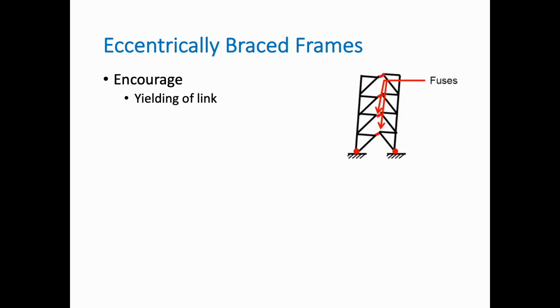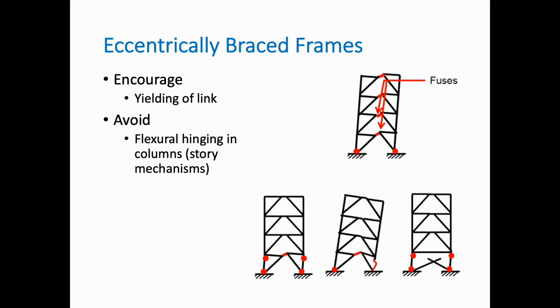For the eccentrically braced frames, we encourage the yielding of the link. Again, this link is now our fuse, and we want to avoid the flexural hinging in columns, the story mechanism. You can see here three different ways of failing: for instance, a link which is not very ductile, where the plastic hinges will be formed in the columns, or a link which is ductile, but then the column also gets some buckling, so the column is not strong enough. Again, think about the proportioned design. And the last one is, again, when the connections are failing, where everything will be moved to the columns.